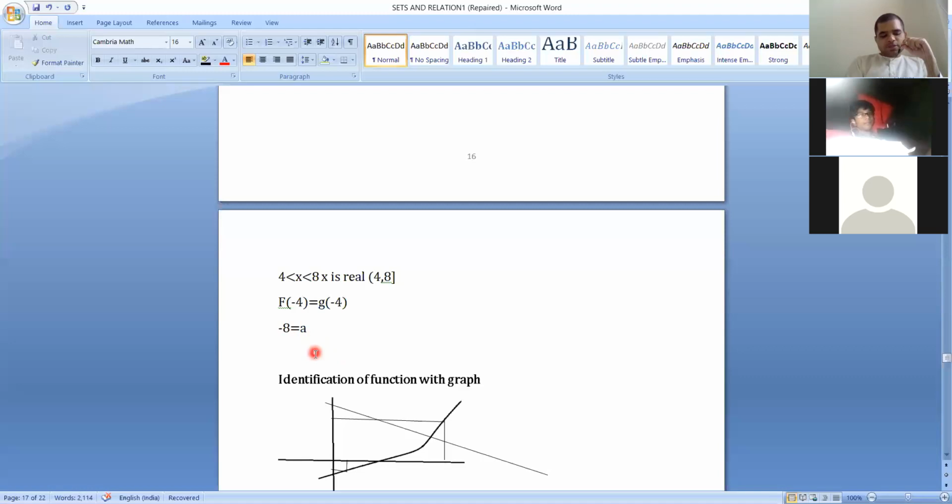In this question, the reverse is given. It is already given that the two functions are equal, f(x) equal to g(x), so you have to find the value of lambda. We used the property that if two functions are equal, then f(x) should be equal to g(x) for every x. Here we saw that f of -4 is equal to g of -4.